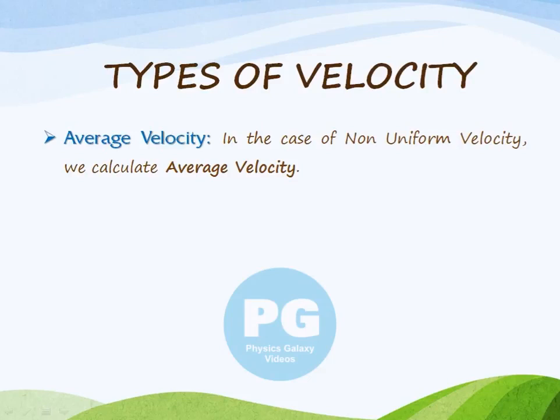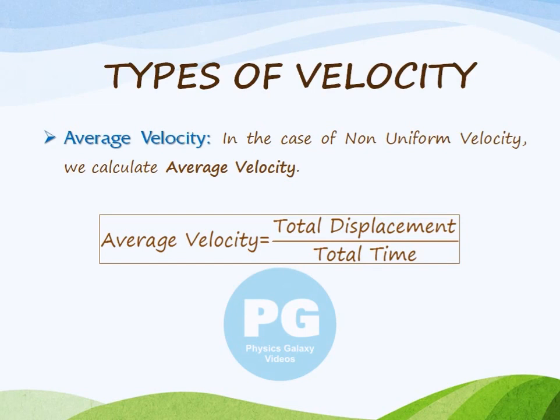Now talking about the average velocity. Same as the case with average speed, in the case of non-uniform velocity we calculate the average velocity, which is defined as the total displacement divided by the total time taken to cover that displacement. Since average velocity is a kind of velocity, its unit is also meter per second.